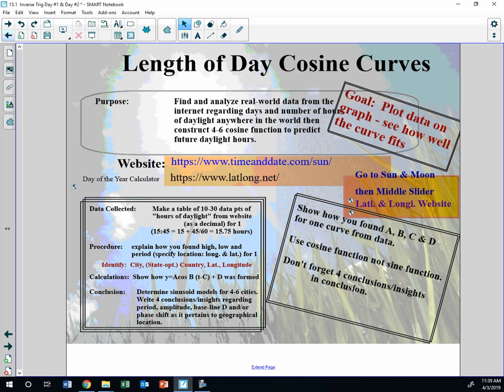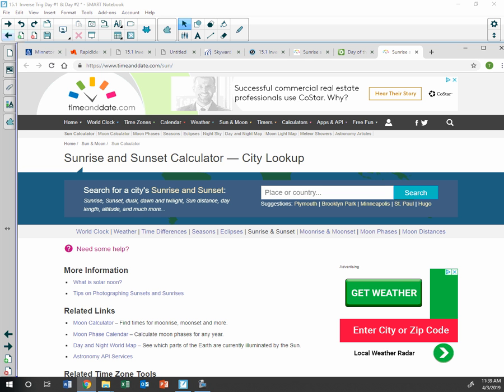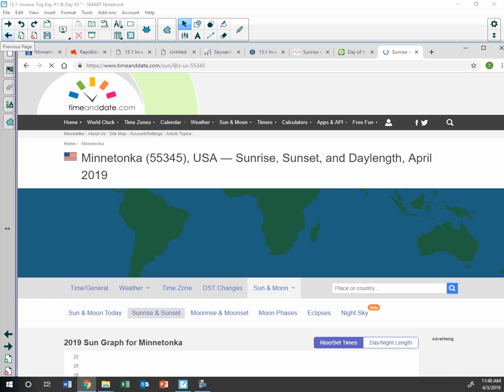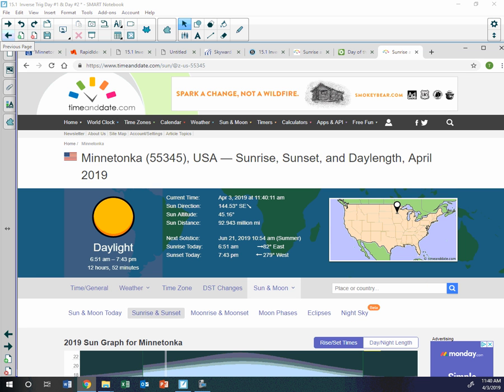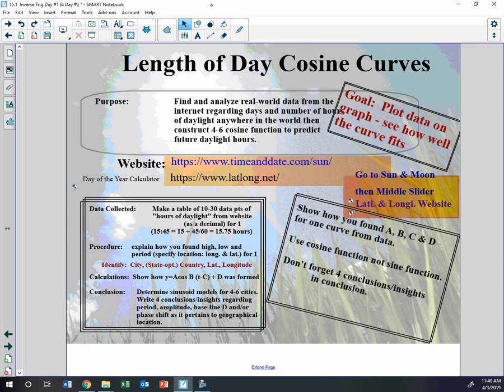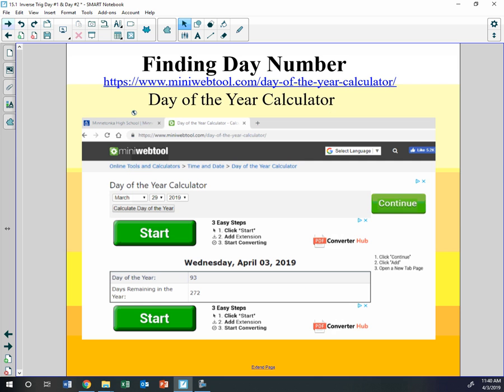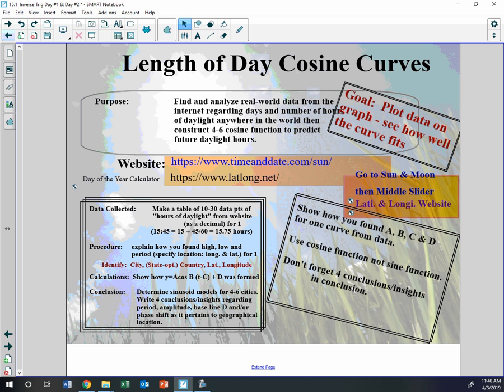Okay, so first thing we're going to do is go to www.timeanddate.com/sun, where I have the sunrise sunset calendar. Let's put in, let's see, what would that be? What is Minnetonka? 55345? Is that right? Yep. It says Minnetonka. So if you go to this website, and you can find other ones too, but I like this one.